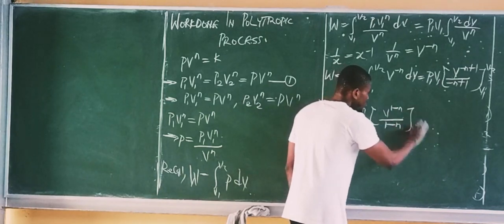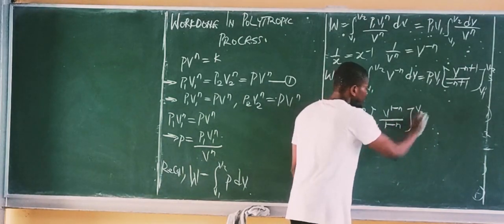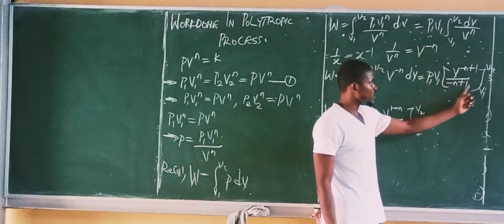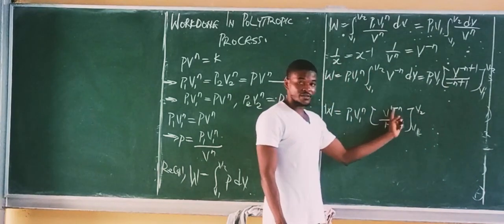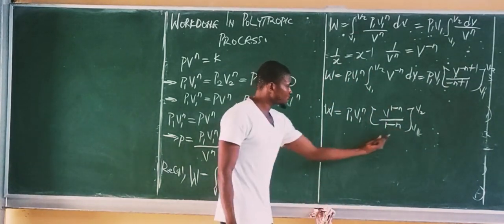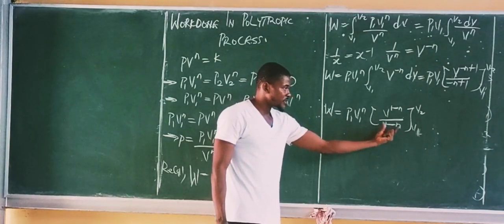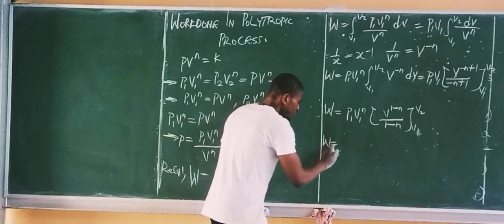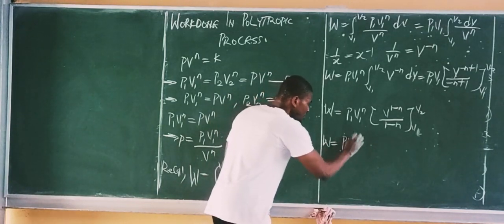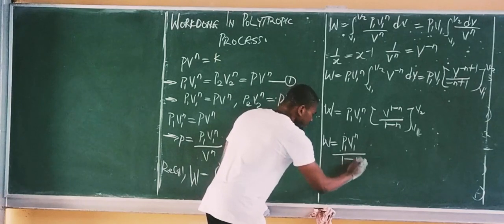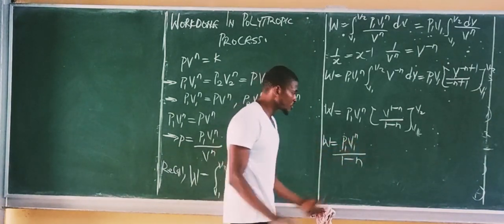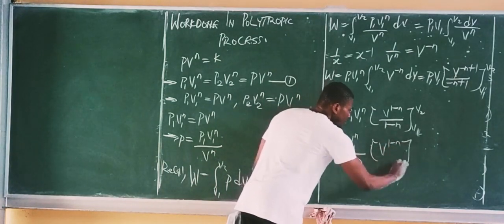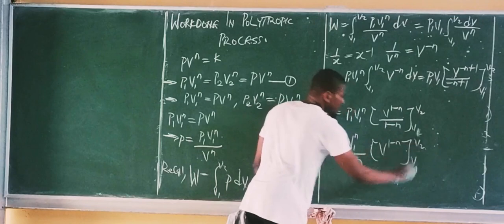With limits V1 to V2. Just a change of the order: minus n plus 1 is the same as 1 minus n. So let's pull 1 minus n out of the integral. Our work done is equal to P1 V1 to the power of n all over 1 minus n, so just pull 1 minus n out. You're left with V to the power of 1 minus n, from V1 to V2.